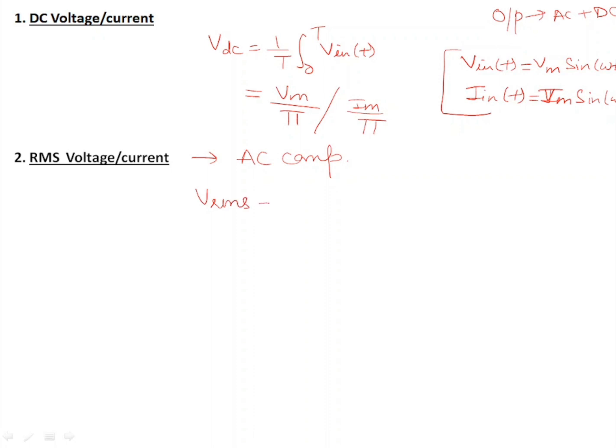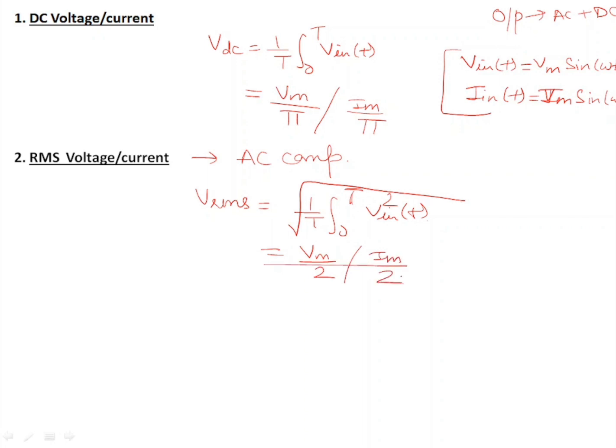Second is the RMS component, which is the AC component. So Vrms is given by the square root of 1 by T, integral 0 to T, V in square of t. This we get as Vm by 2 or Im by 2.